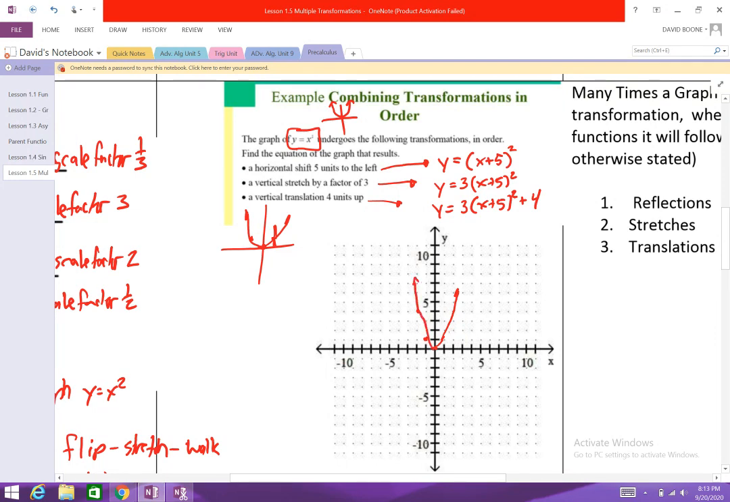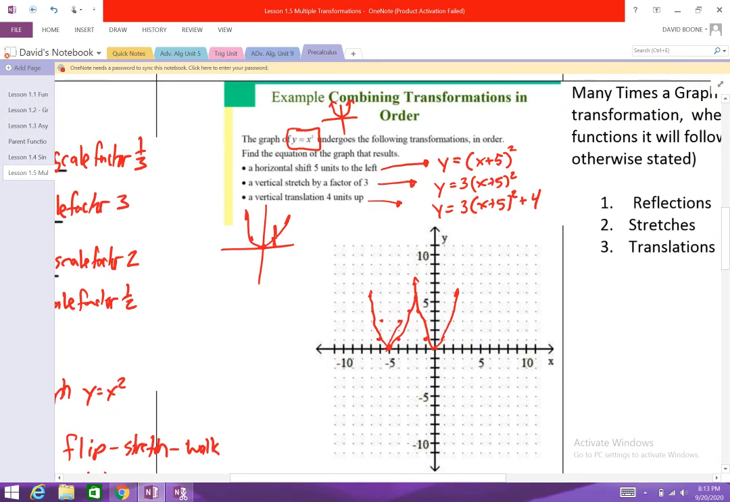Then the graph gets moved to the left 5. So now it's over here. It's still got the same pieces here. So 2, 4. So now it's right here. And then we've got a vertical stretch by a factor of 3, so I'm stretching this 3 times. So now it's still right here, but instead of going to 1, 1, it'll stretch it 3 times. So now it'll go to 1, 3.